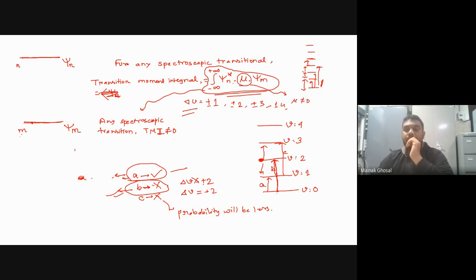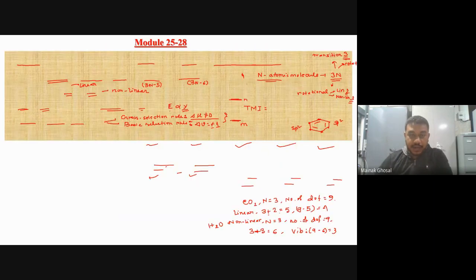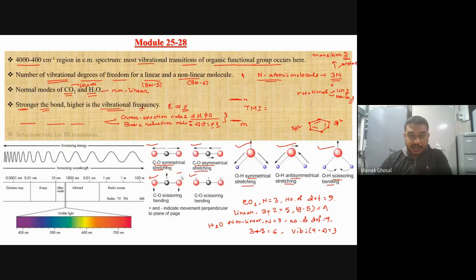If you want to see the derivation, you can refer to any quantum mechanical book. But for now, to make the transition dipole moment non-zero, your mu, that is the change in the dipole moment, must be non-zero. So the gross selection rule establishes that there should be a change in the dipole moment. Otherwise, what will happen if the transition moment integral is zero? Yes, somebody wants to say something?